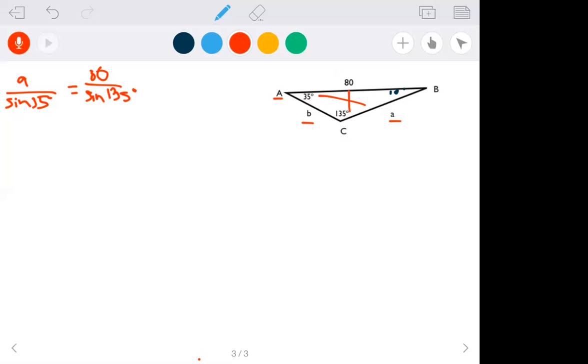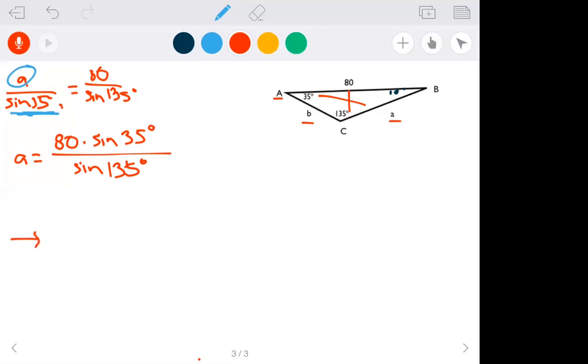Multiply both sides by our denominator, right? Multiply both sides by our denominator so that we are isolating A. So A is equal to that side length of 80 times the sine of 35 degrees, right? Because remember, I'm multiplying it by that guy, all divided by the sine of 135, which is what we had to begin with.